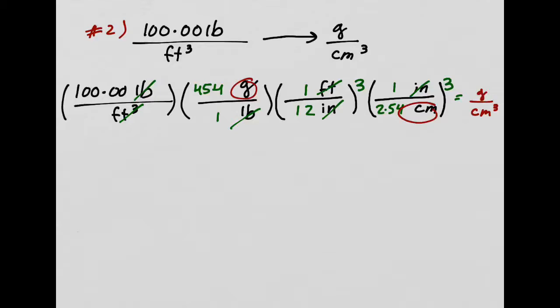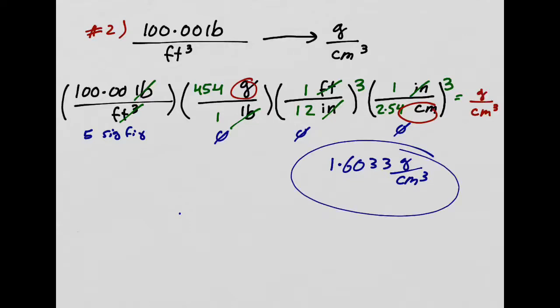Now, my final answer should have how many significant figure? Exact number, exact number, exact number doesn't count. How many sig fig do I have here? I have 1, 2, 3, 4, 5. My sig fig is 5. Again, these are conversion. They don't have any sig fig. They're not going to affect that. So my final answer is this. And I would need you to get it at 1.6033 gram per centimeter cube. Make sure this is the answer that you get with your calculator. That's really, really key. All right. Ready for next problem? Okay.